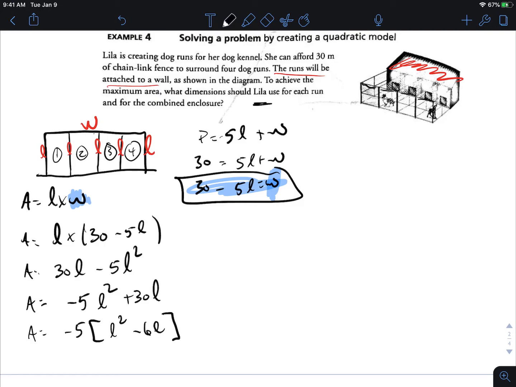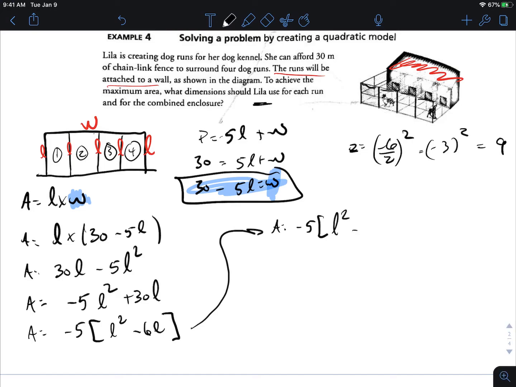Then we could find the z value. Z is equal to -6 divided by 2. I'll do it because I think it's going to be quick. -3 squared, which is 9. So let's do the math here. Area is equal to -5, open a square bracket, L squared minus 6L plus 9 minus 9.